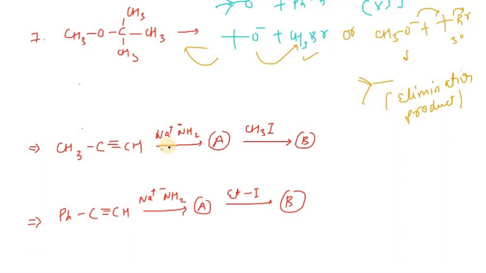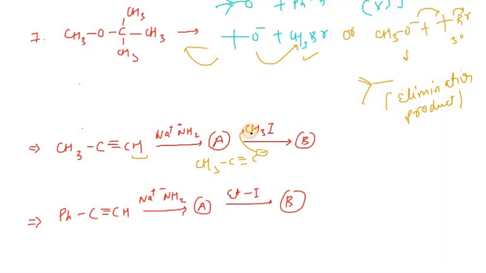Now if you see this reaction, we know NaNH2 is a base and this is an acid. We know one of the fastest reactions in the world is among the ionic reactions, the acid base reaction. So A will simply be a base, CH3 C triple bond C minus, and we know bases are nucleophiles, they have negative charge.